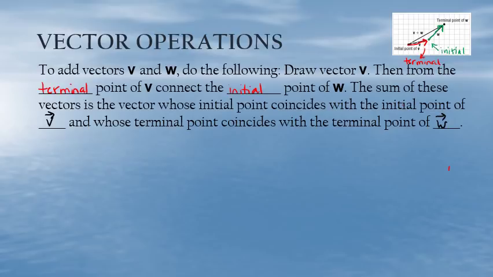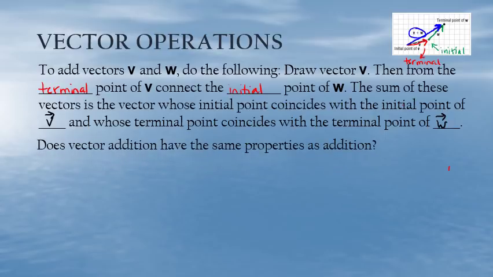Now, what that means is once you have connected vector v to vector w, you're going to go back to where you started, which was my initial point of v, and I'm going to connect that to the terminal point of vector w, and that vector that I've drawn in blue is what is represented as the sum of the two vectors.